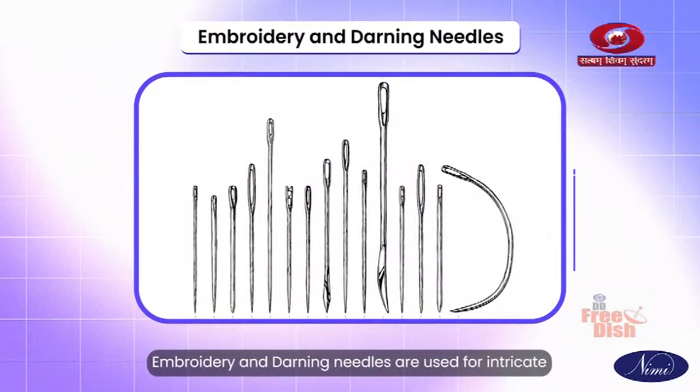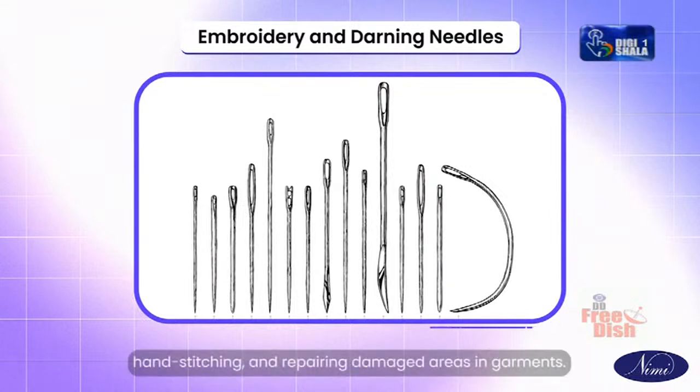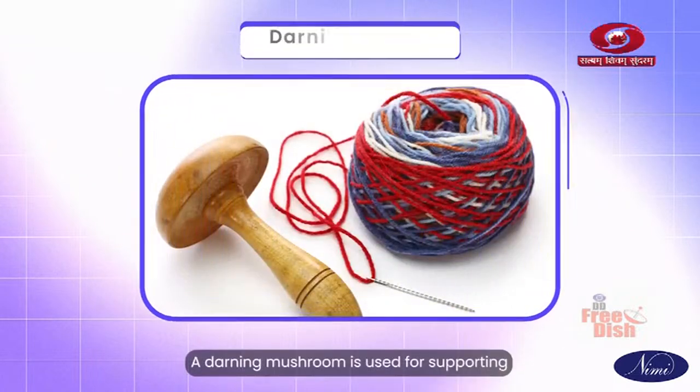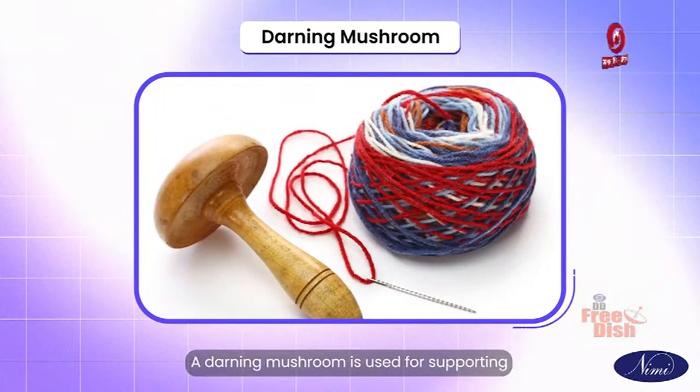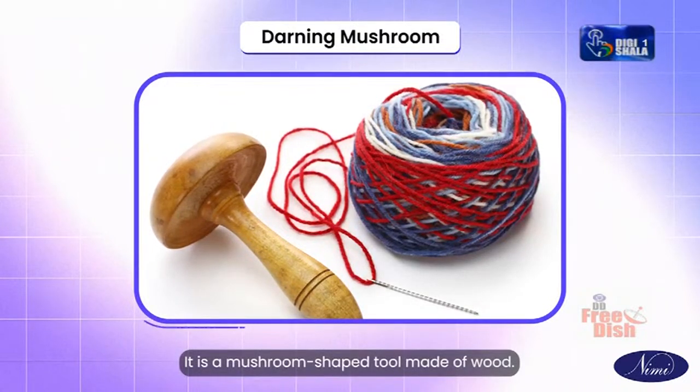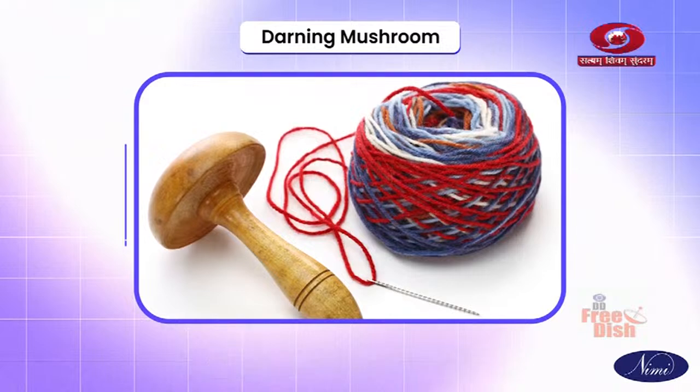Embroidery and darning needles are used for intricate hand stitching and repairing damaged areas in garments. A darning mushroom is used for supporting and shaping fabric while darning. It is a mushroom-shaped tool made of wood.